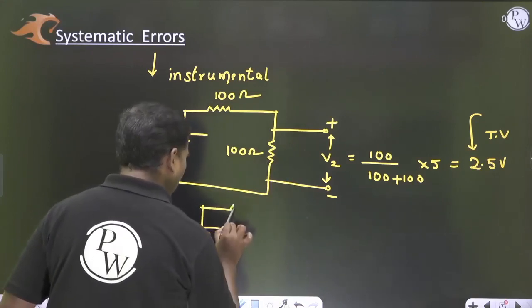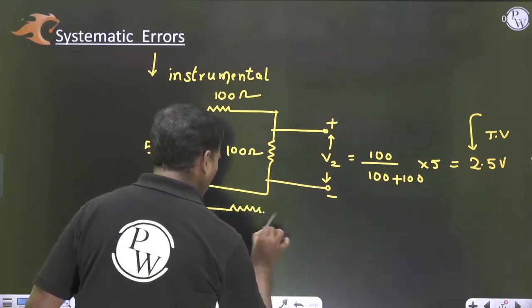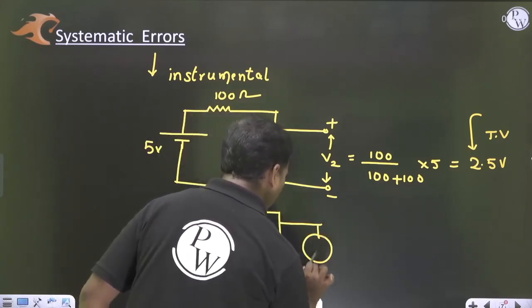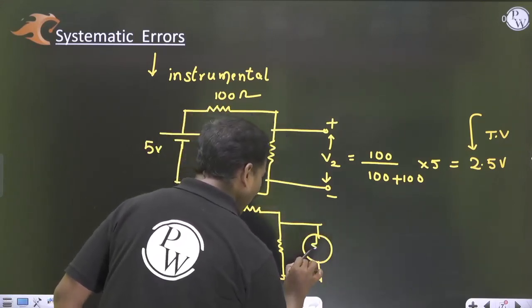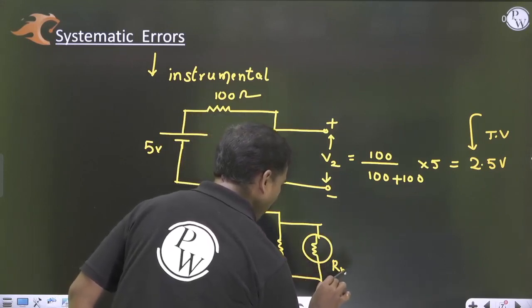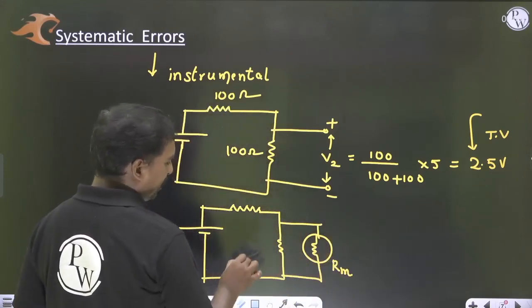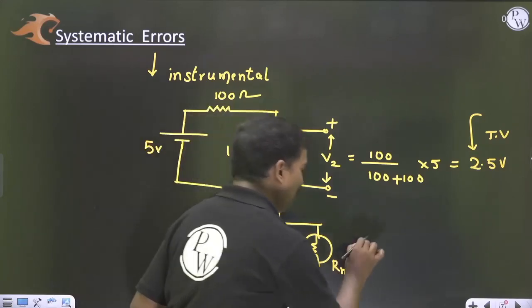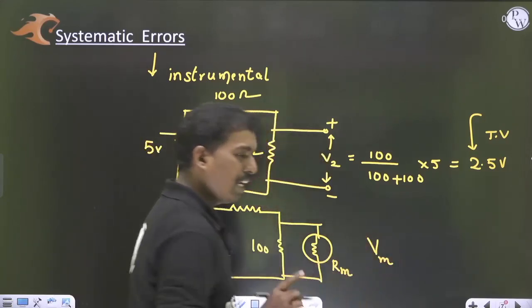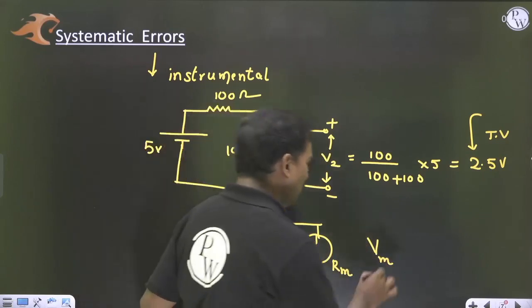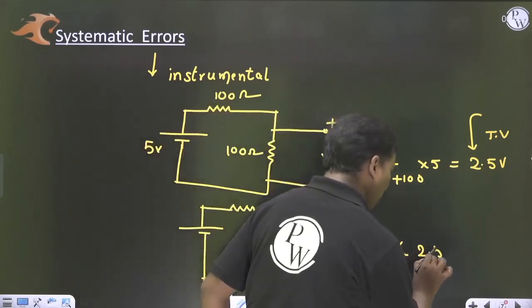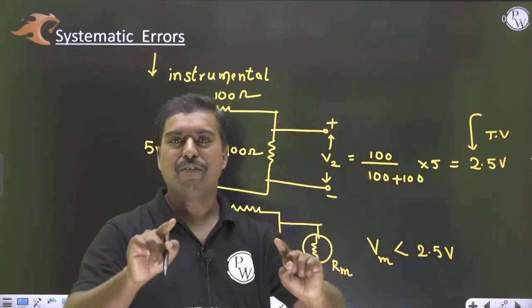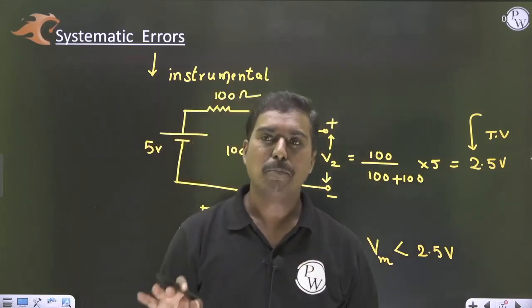To measure this, you are going to attach a meter. When you are attaching a meter, my dear, what happens? The meter resistance comes into the picture. So this 100 ohms and this meter resistance will be in parallel. Definitely whatever you are going to get, that is the V meter measurement. So this will be lesser than the 2.5 value. So this is due to what? Loading effect. Loading effect is compulsory, not possible to eliminate.